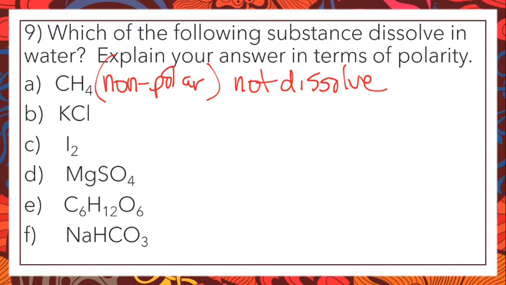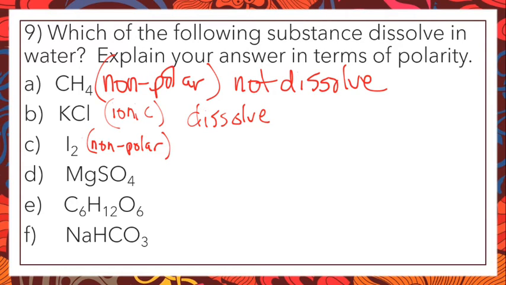KCl. K is in that first column, alkali metals. So that means that it is instantly ionic. And ionic compounds will always dissolve. I2. That's iodine with itself. That is nonpolar the instant I see it. That's a diatomic. There's no difference in the electronegativities. It's all going to be nonpolar. They're nonmetals, and they're definitely the least polar things out there. So because it is nonpolar, what does that mean? It will not dissolve.